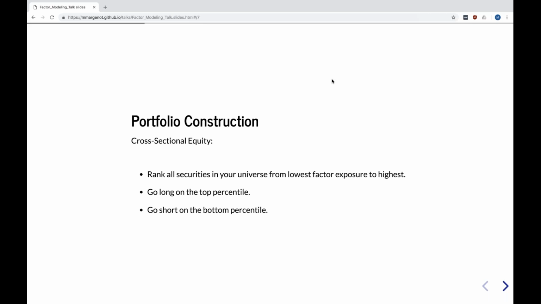If I'm breaking up into different quantiles, typically you use like 5 quantiles, then you would go long on those that have the highest 20%, the 20% that have the highest exposure, and short on the stuff that has the lowest exposure, that bottom 20%. And ideally, we're going to have a very high positive return in that top basket and a very low negative return in that short basket.